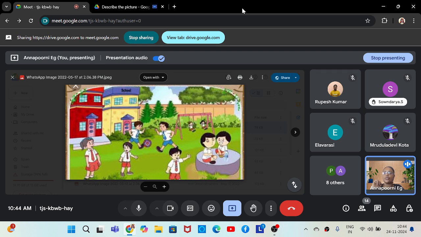You told that 7 of them are from the red block and two of them are from the blue block. That's a good imagination. How did you get to know that? Because seven of them are wearing red uniform and two of them are wearing blue uniform. Good observation. So this is how you have to come up with imaginary thoughts. Very good. So now let me call Mridula Devi.